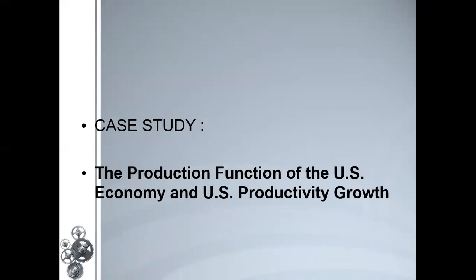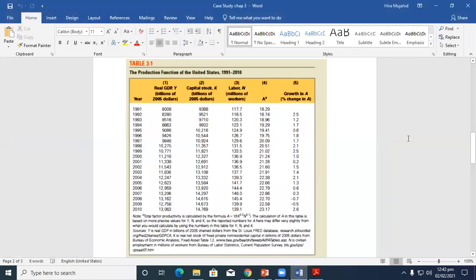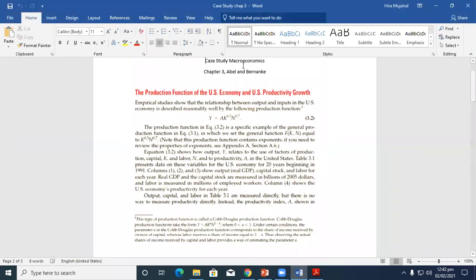Before going to the next topic, we have to study the case study. We have to read the case study of the production function of the US economy, which is in your book. Let me discuss the important components of this case. You will get this case study in the book, or I'll post it on LMS. The production function of the US economy and US productivity.